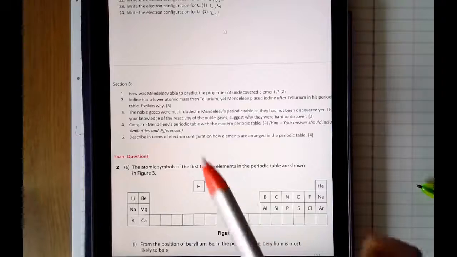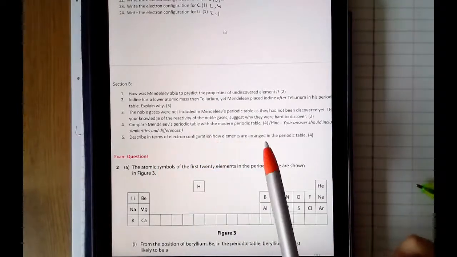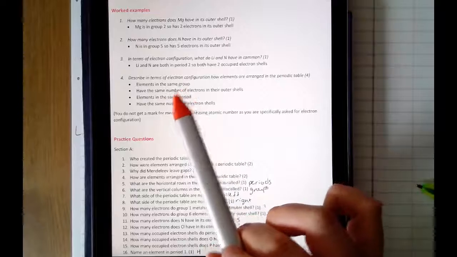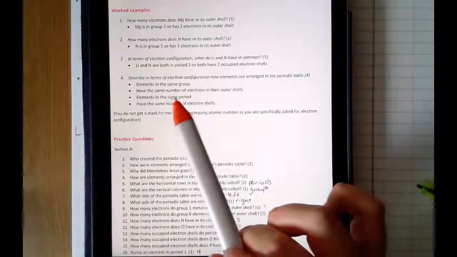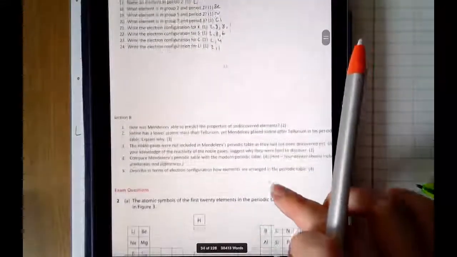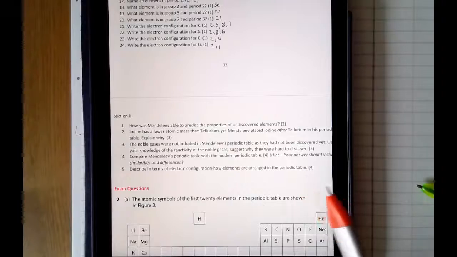In section B, I've put in that question about electron configuration. It's 4 marks. The answer is above. Do make sure that you can answer that one. Elements in the same group have the same number of electrons in their outer shell, and elements in the same period have the same number of electron shells. That is quite a common question on the periodic table, and it's worth 4 marks. So just make sure that you know how to answer it.